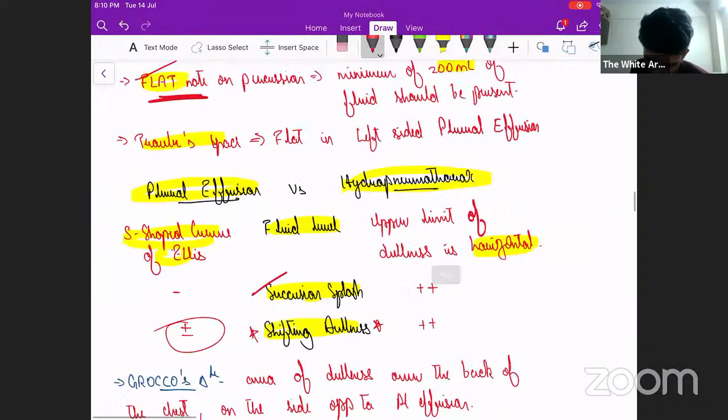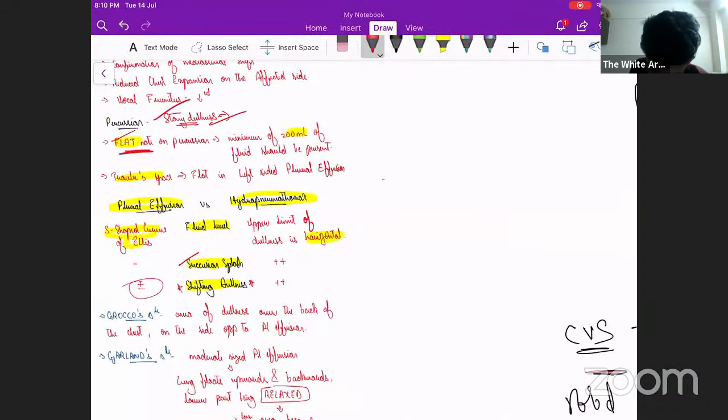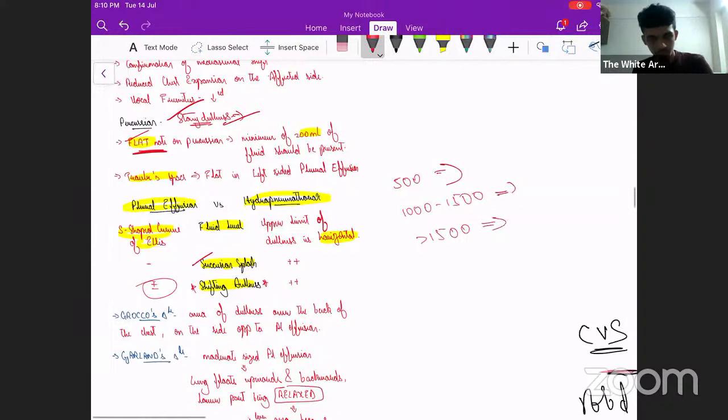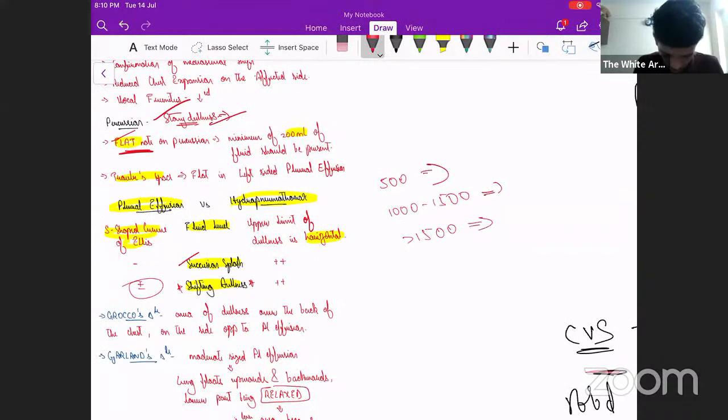And based on the amount, Kundu says that if it is around 500 ml, it is mild. 1000 to 1500 ml, it is moderate, and greater than 1500 ml, it is high pleural effusion. Okay, mild, moderate, and severe pleural effusion based on the amount. This is what Kundu tells.